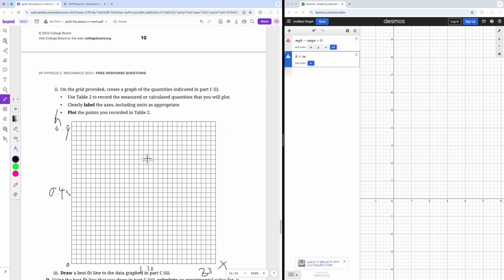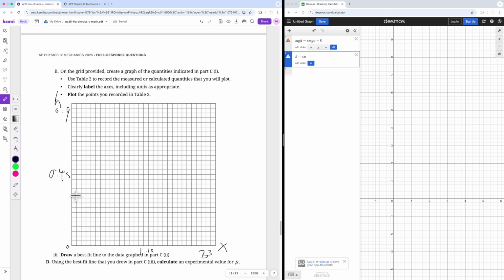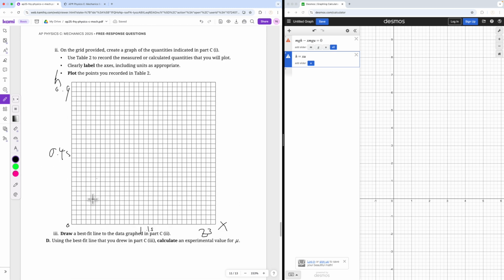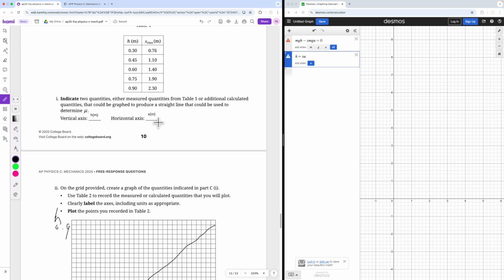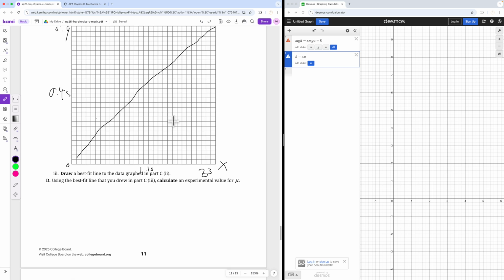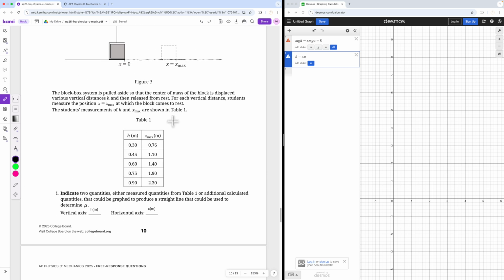And let's just plot the points. So we have 0.3. That's going to be somewhere here. And all you have to know is that it's just going to be somewhat linear. Let's just say it looks like that. I'm not actually going to plot the points for this video. I'm just going to go through the calculations. So now we're going to find an experimental value for mu. So let's just find the average slope.